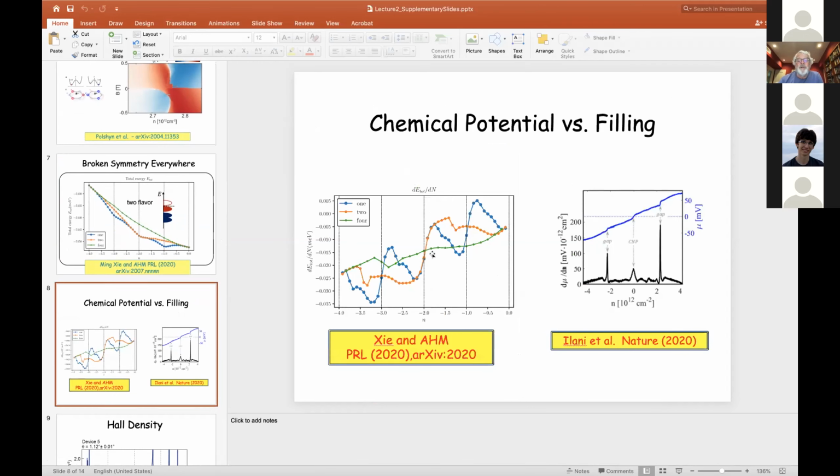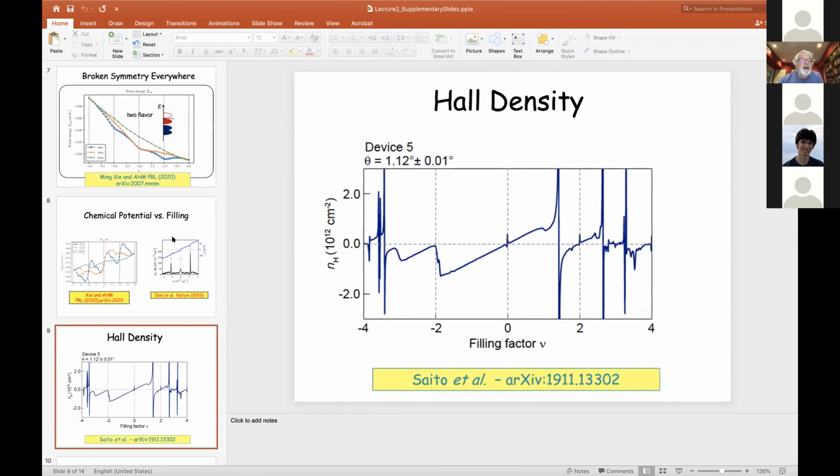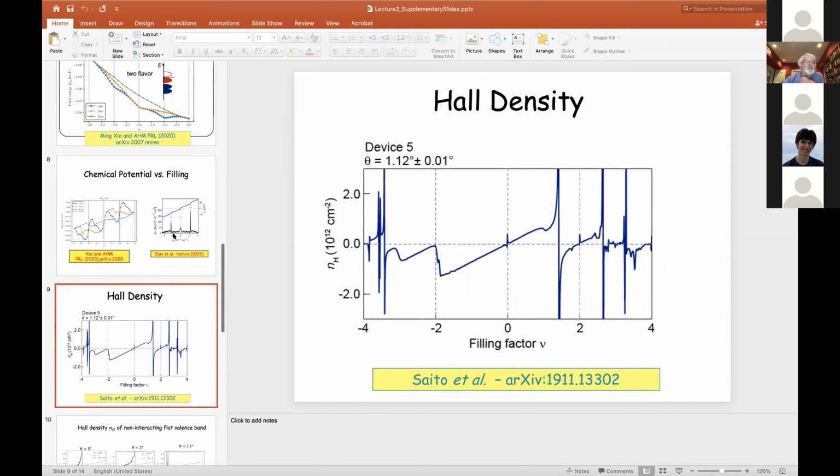This is an example. This is just the derivative of that energy curve I showed you, to get a chemical potential. So this is chemical potential as a function of filling factor. The blue curve is allowing all symmetries to be broken, and often that's what's seen experimentally. In this particular curve from Allan et al., there are many other people with similar data, they only see insulating states at neutrality and at the filling factors plus and minus 2.